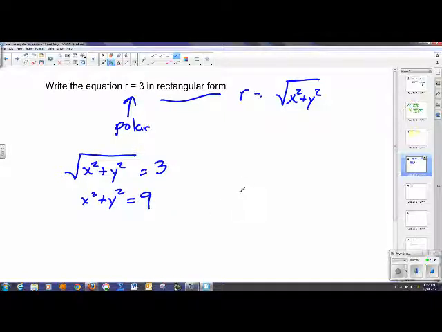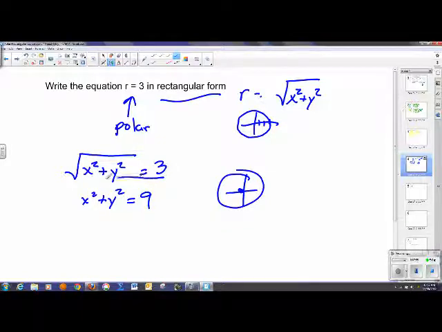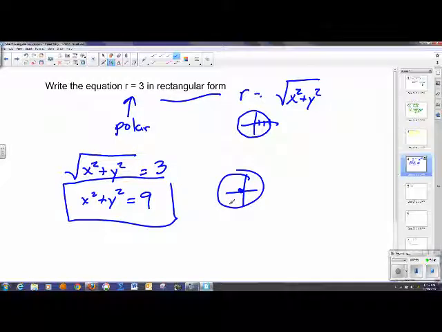And we know that is the equation, if you remember, of a circle whose center is 0, 0. And that's exactly what we would get with r equals 3, because we go out 3. Everywhere there's a radius of 3, we have a circle, and there we have it. So x squared plus y squared equals 9 is our converted equation.